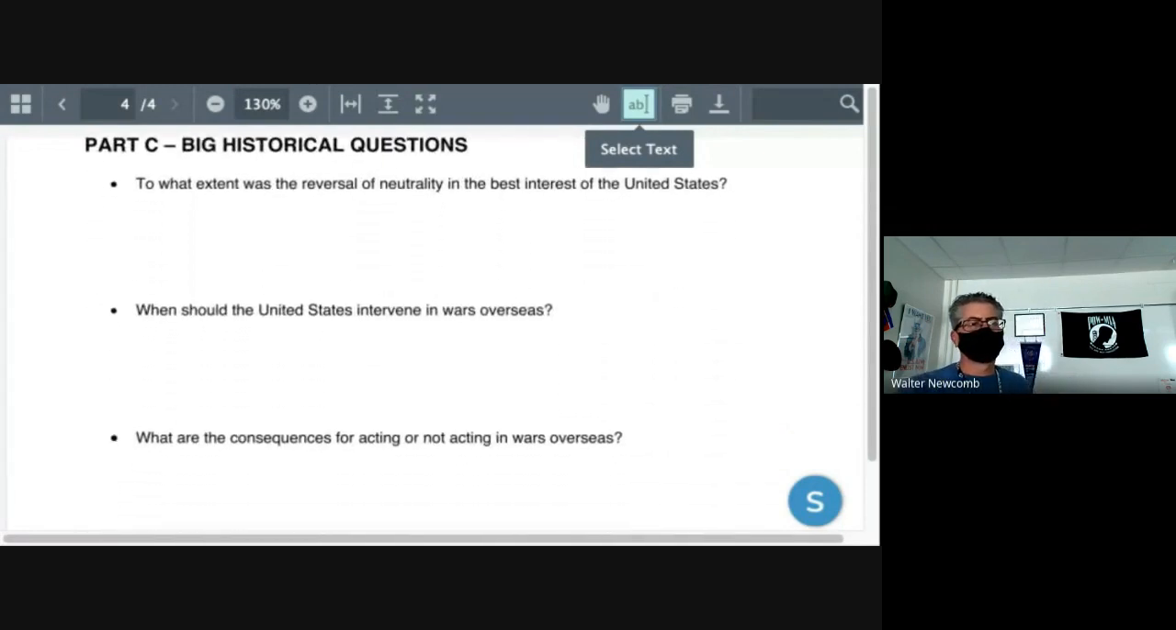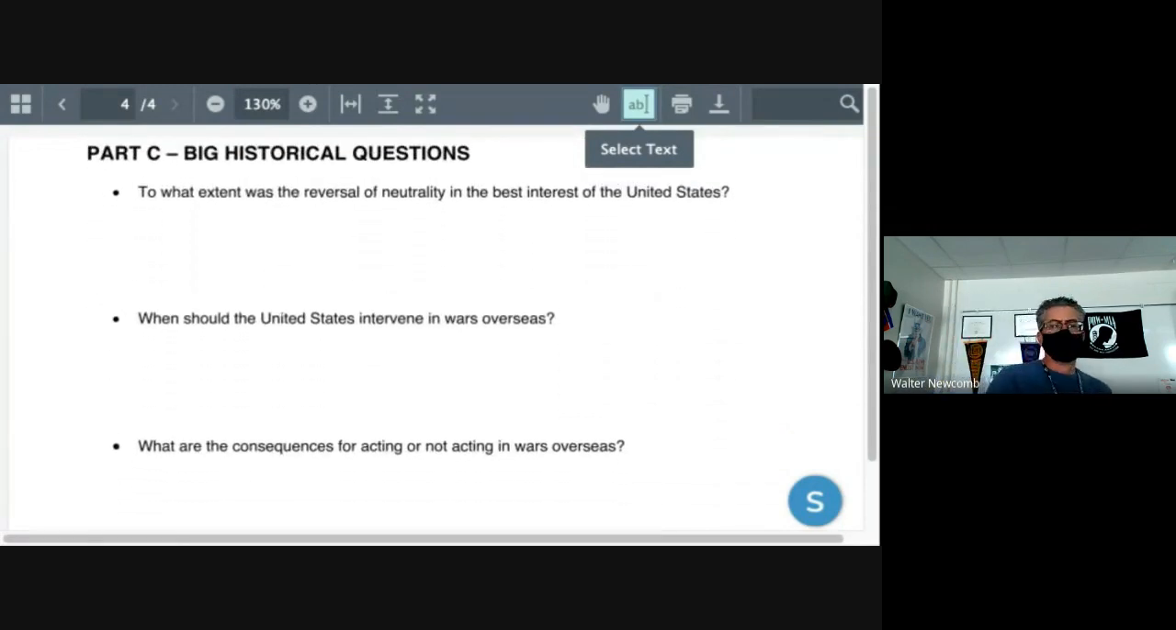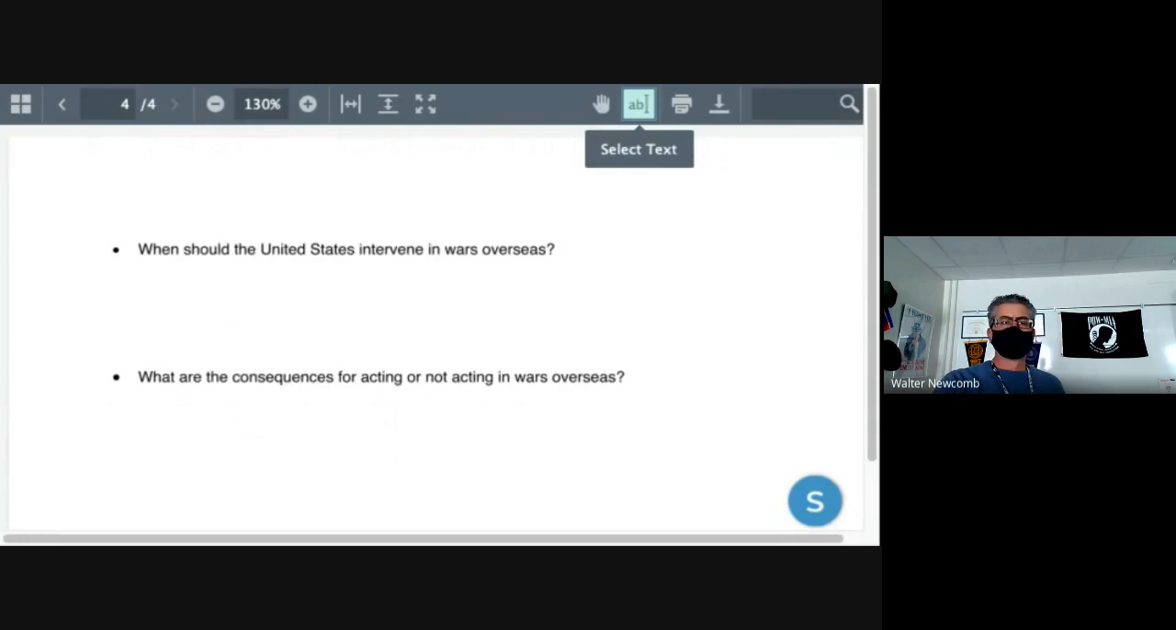And then finally, the last one is your BHQs. Kind of looking at the United States involvement in overseas conflicts. The first one is looking at, when was it in our best interest to reverse our neutrality? By 1941, it looks like we were reversing our neutrality. Why is it in our best interest to do that? And then overall, when should we get involved in overseas conflicts? And what are the consequences for acting or not acting in overseas conflicts?